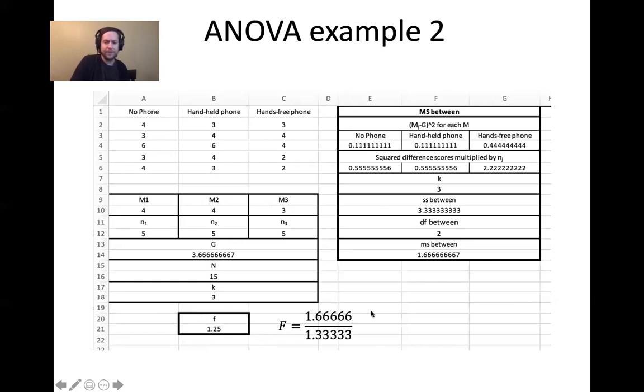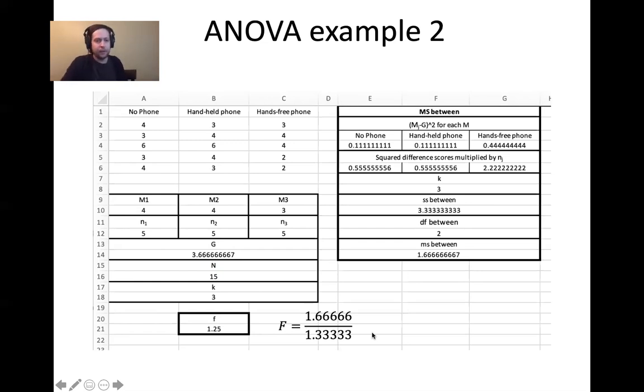If you look at the reason why we have a smaller F value, you notice that the MS between is now 1.6 repeating. It used to be 15. In example 1, it was 15. Now it's 1.6. It's gotten smaller. The MS within, on the other hand, has actually stayed the same. MS within has not changed.